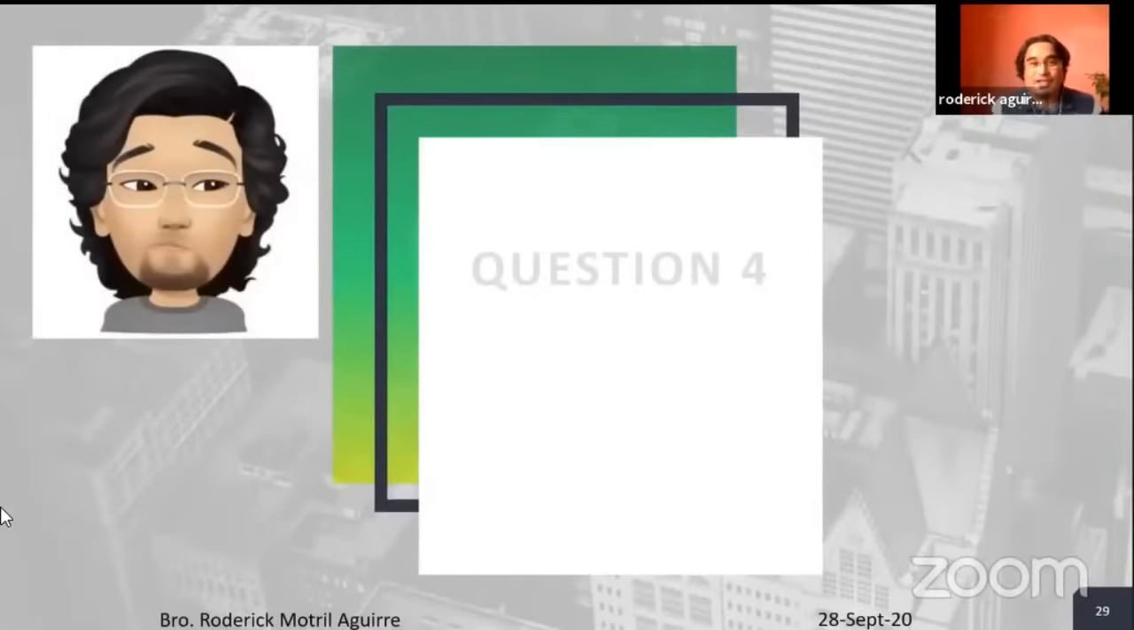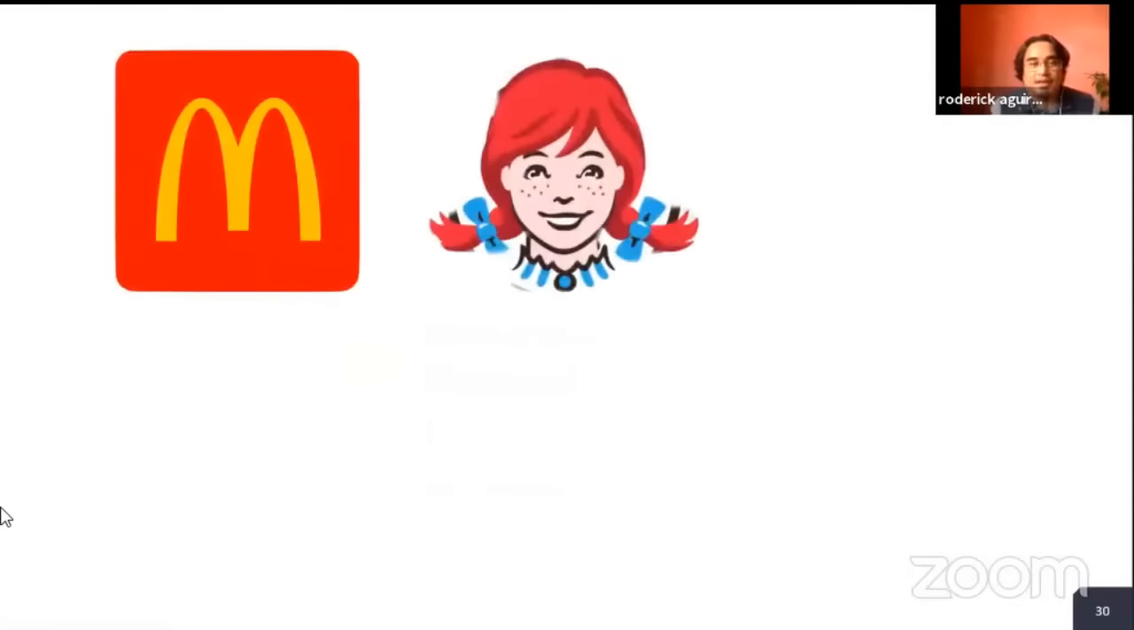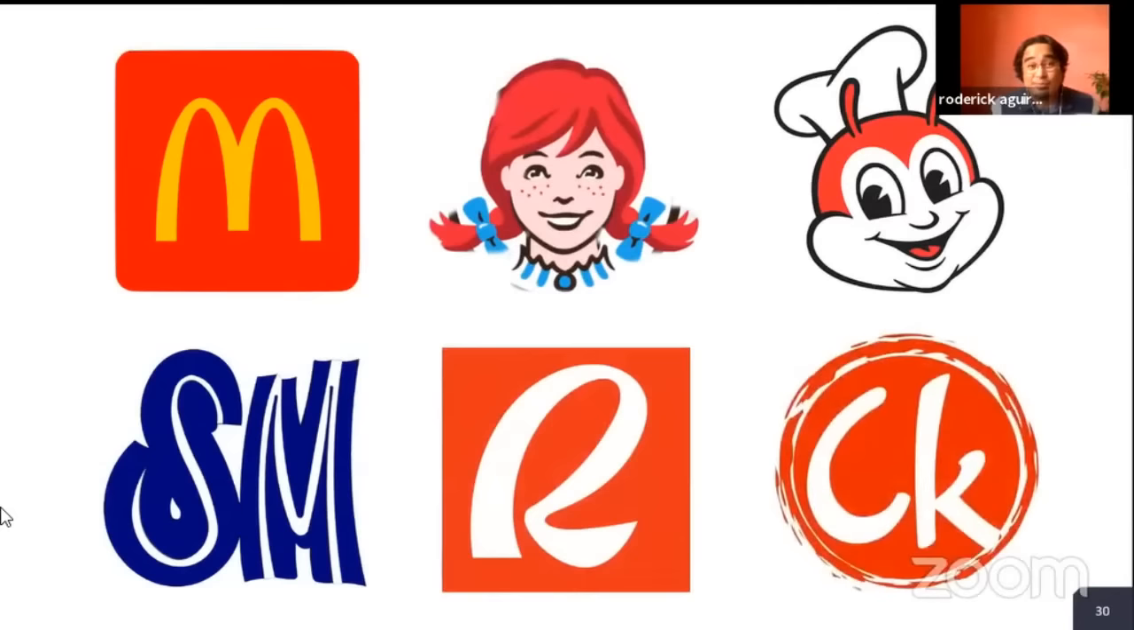Finally, the last question. How can visual icons promote literacy among our students? Okay, so just a quick answer to that. Hindi ako nakahabol ng aking time. Gamitin po natin yung ating example kanina. Okay, so we can teach our students creating sentences, or we can talk about this by grouping all of these icons and getting our students talking about this or creating sentences out of it, which promotes literacy. So iconic languages or iconic discussion po.